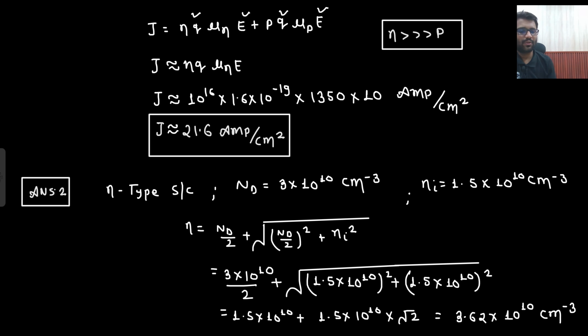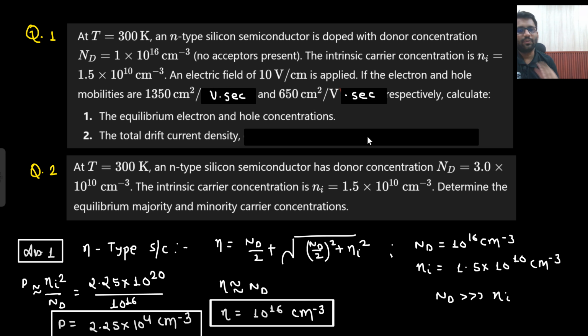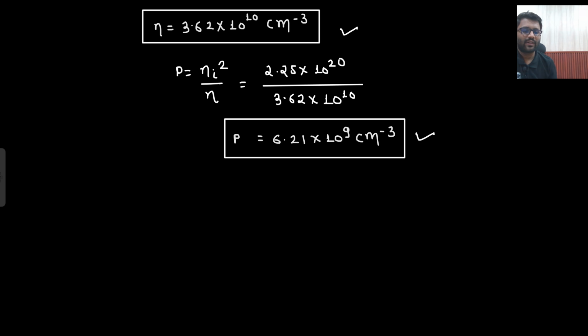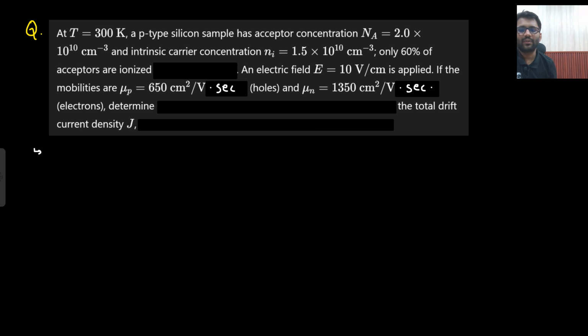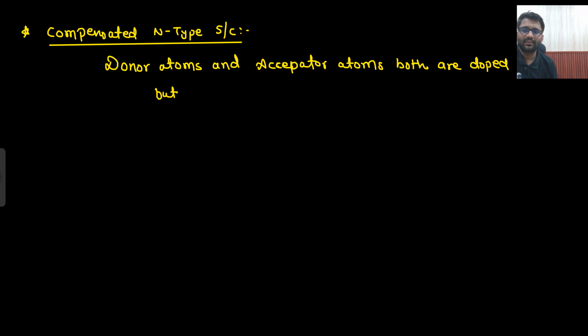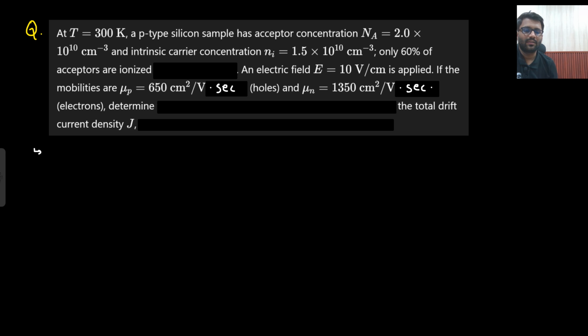Very easy thing. You should have solved both of the questions on your own. You don't need to see the solution. Let's go to the next concept. Next concept is compensated, okay, before that there is a question. After that there is the compensated n-type semiconductor. So let's solve this question. Try doing it on your own.